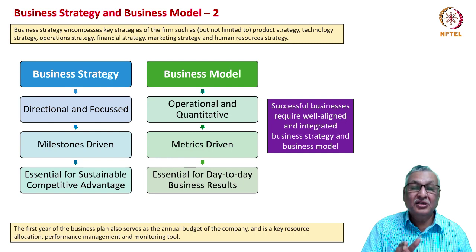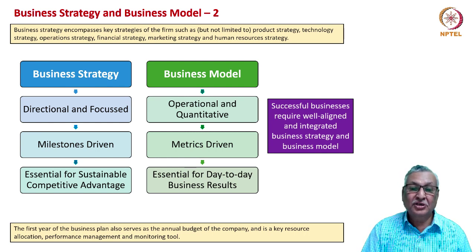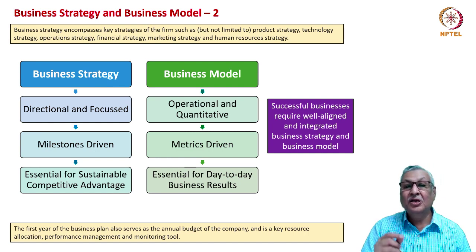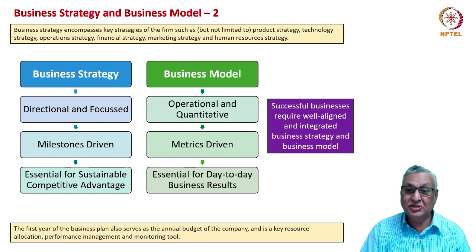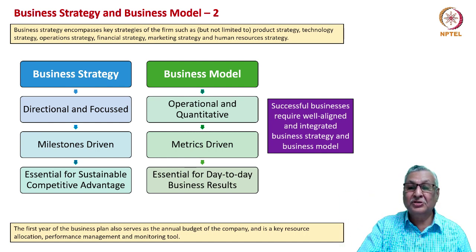Business strategy is directional and focused. It is milestones driven, and it is essential for sustainable competitive advantage. But business model is very operational and quantitative. It is metrics driven. Whereas milestones govern the implementation and monitoring of business strategy, metrics cover the implementation of the business model. Business model is essential for day-to-day business results, whereas business strategy is essential for long-term growth horizon and long-term pathway towards futuristic position.